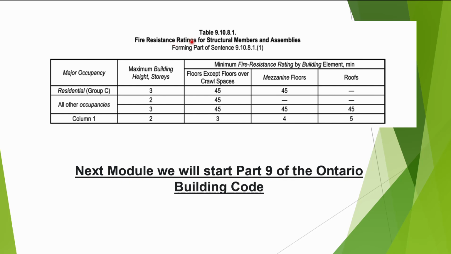To find the answer to that question, I looked at table 9.10.8.1, where fire resistance rating of structural members and assemblies is given. Residential group C, maximum building height in stories is 3, and for fire resistance rating for building elements, we're looking at floors and walls, which would be 45 minutes, mezzanine floor 45 minutes, but roof 0. So this is the answer to that question.